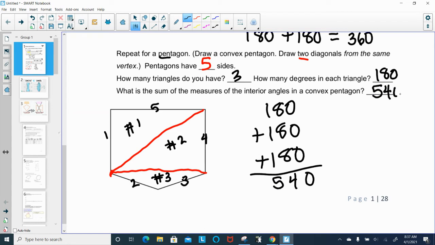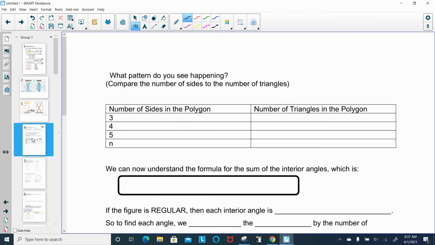So the more sides I have, the more degrees I have. That's kind of interesting. In fact, it makes sense. The bigger the number of sides are, the more degrees you're going to have, because the more angles you're going to have. All right, so what we're going to do is we're going to put that information in a table.